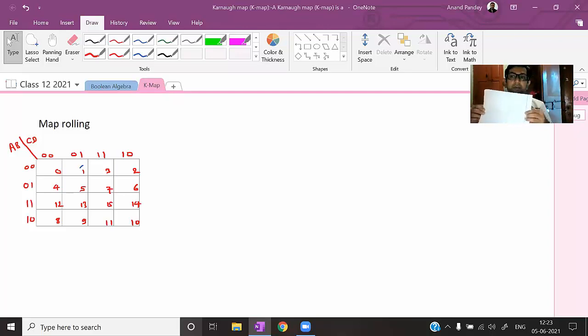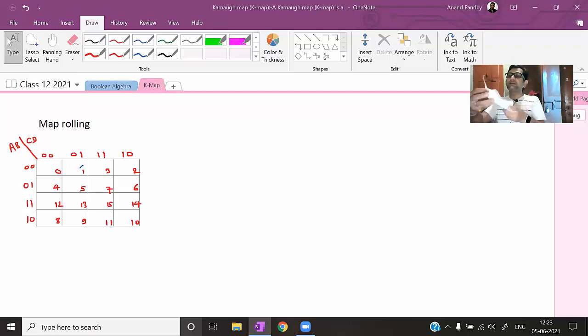The K map can be rolled. You can roll this map. Consider this is the K map and you can bring the left and right edges together. You can roll it like this. You can bring the left and right edges together. I think you are getting this, like this.